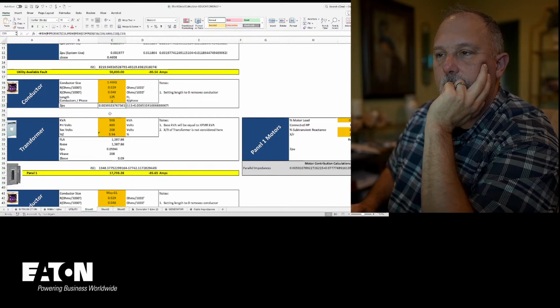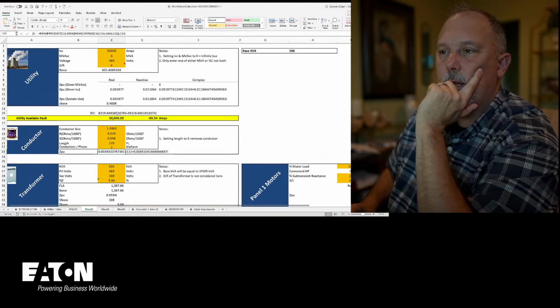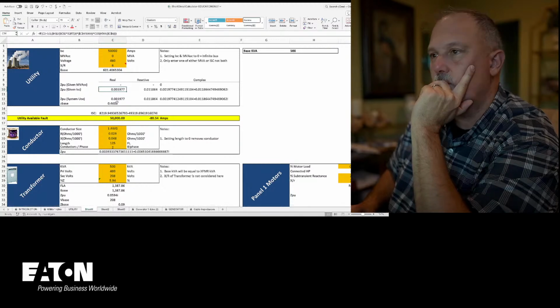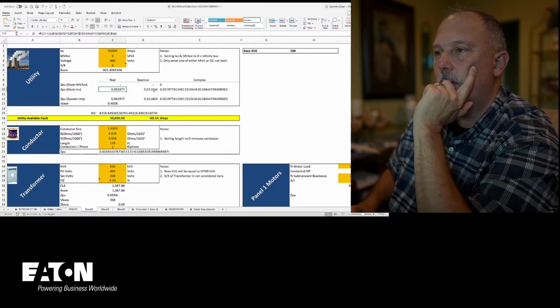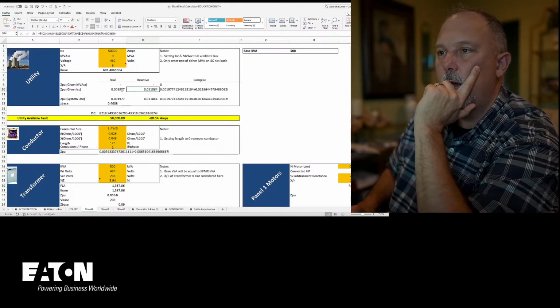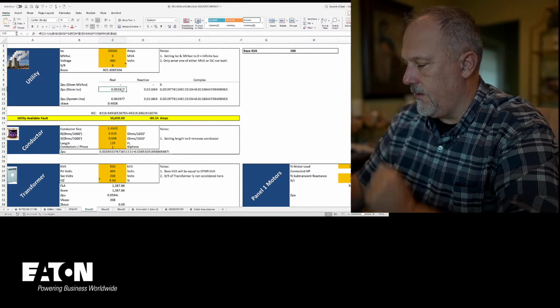So my 393 was right. So my conductor, I added something up wrong. And the other thing that's different is this. 0.011864. I did my real number wrong.